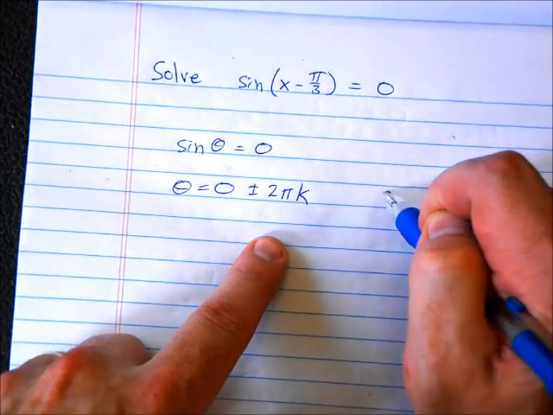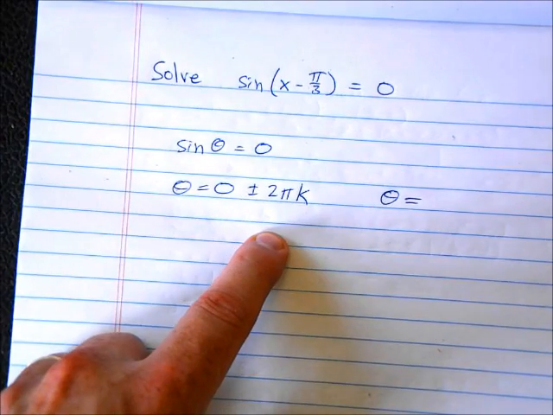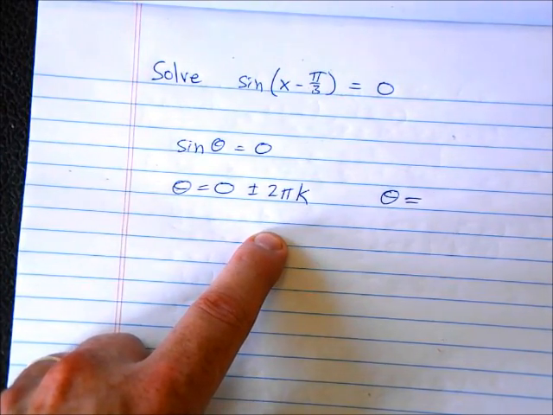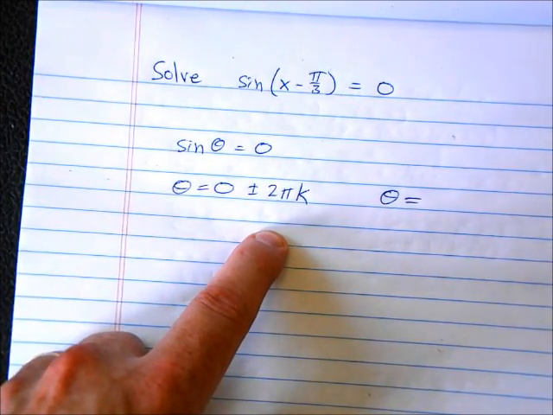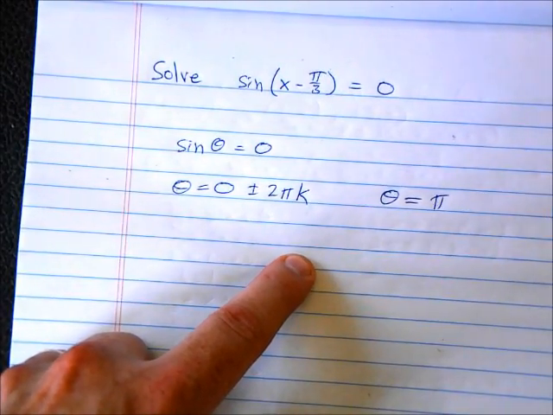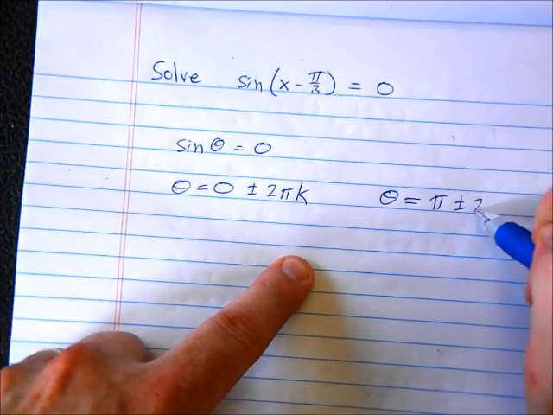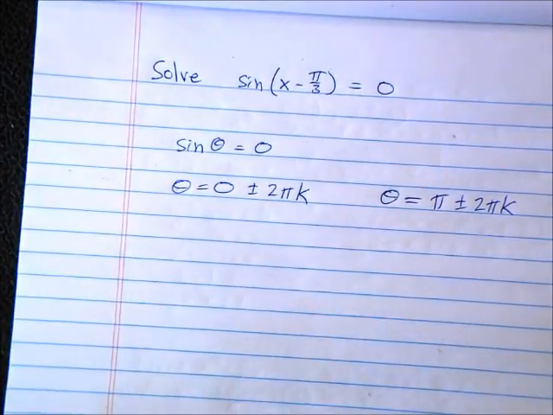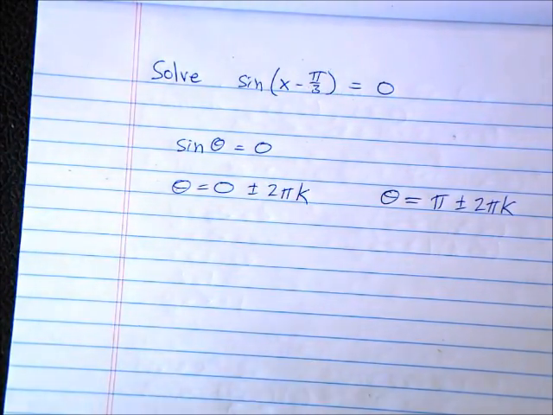And then what's the other place? Theta could be, what's the other spot where sine is 0? You already said it, 180 degrees, plus or minus 2 pi. We're going to write it as pi, because we're always going to use radians. Plus and minus 2 pi k. So there are really two answers: there's 0 and there's pi, and then there's everything coterminal.